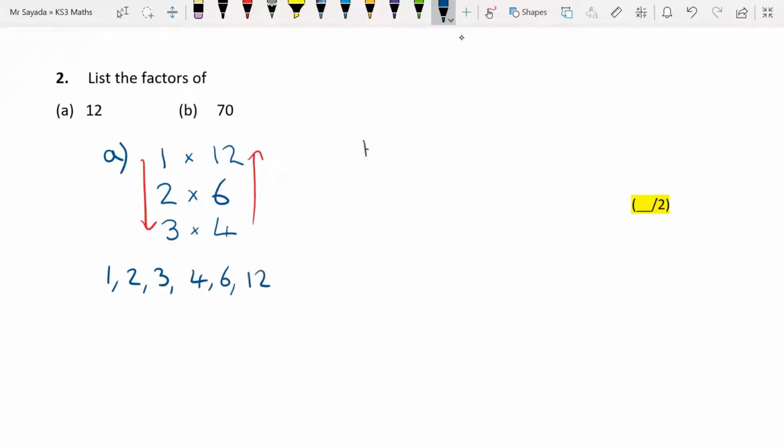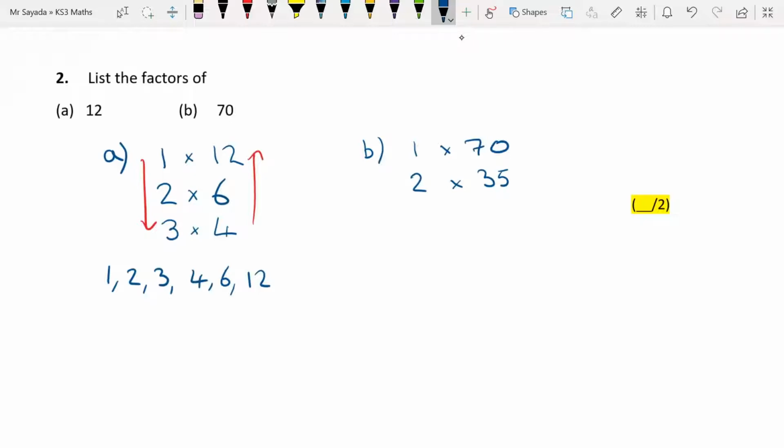Now I'm going to do example B. 70. So I ask, does 1 go into 70? Yes, it does. It goes 70 times. So 1 and 70. Does 2 go into 70? Yes, it does. It goes 35 times, so 2 and 35. Does 3 go into 70? So I can do a quick check.